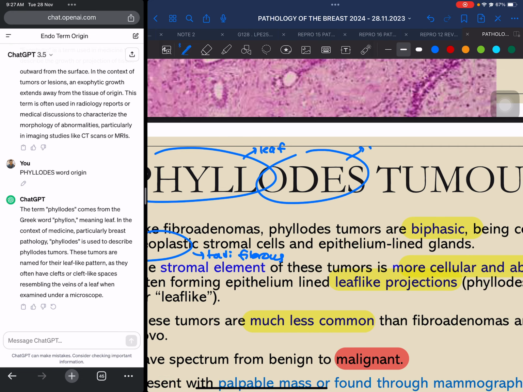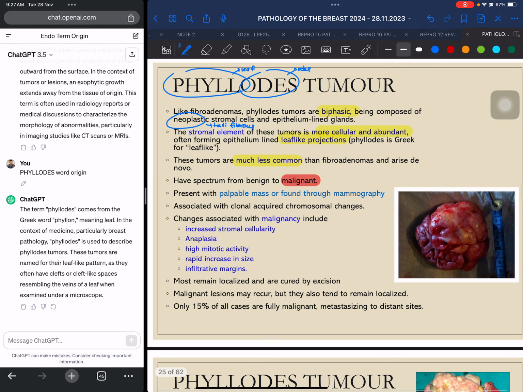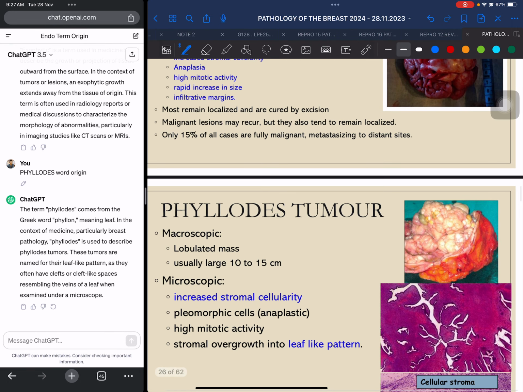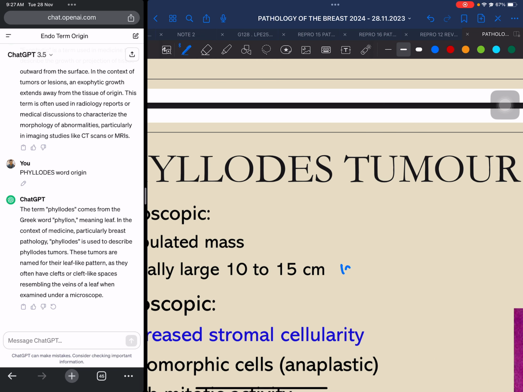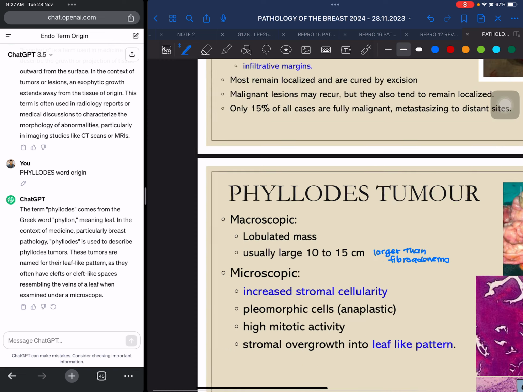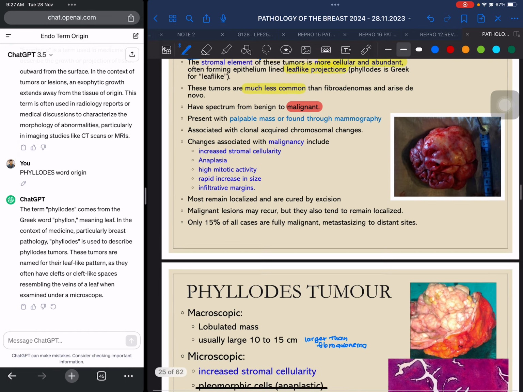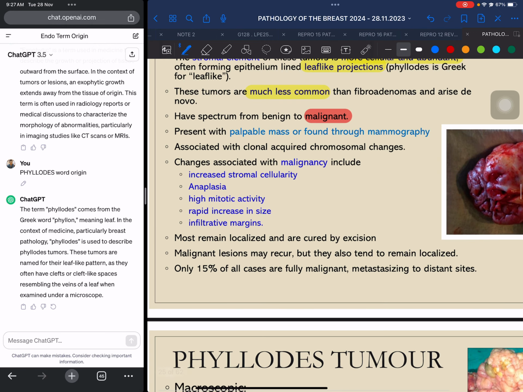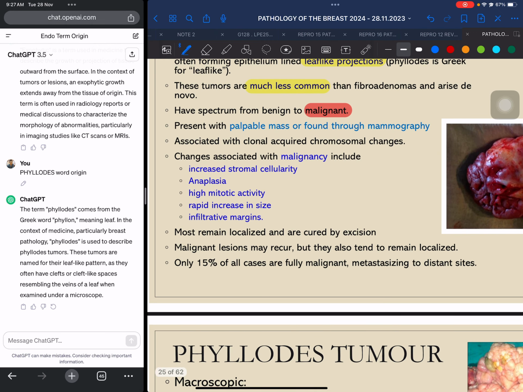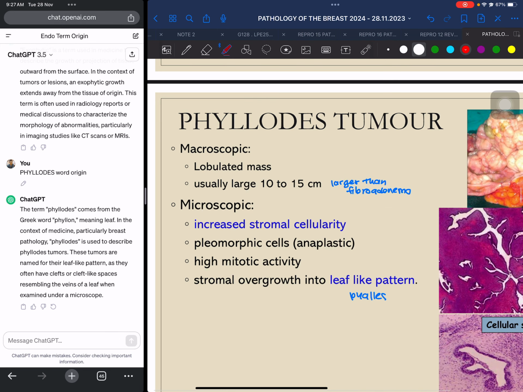Macroscopically, they are lobulated. They are larger, in the larger spectrum than the fibroadenoma. Morphologically, they have increased stromal cellularity with pleomorphic cells, and a stromal overgrowth with a leaf-like pattern. This is a lobular growth, and this is the glandular pattern. They appear like a leaf-like pattern. The stroma is cellular below this tumor.